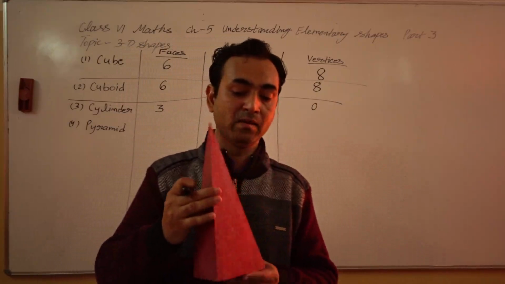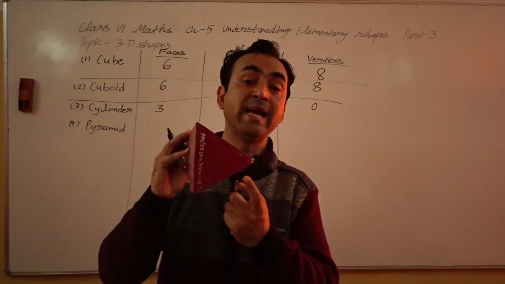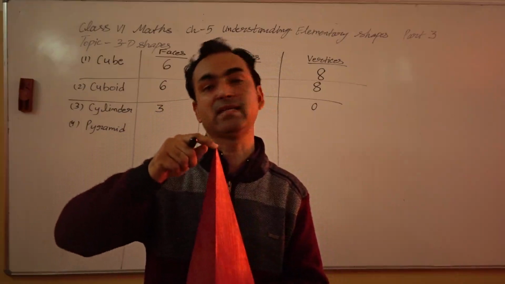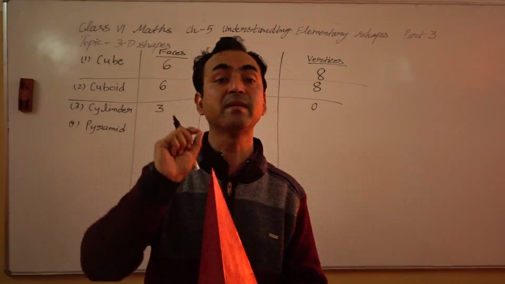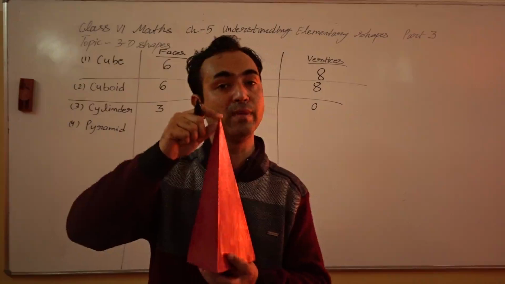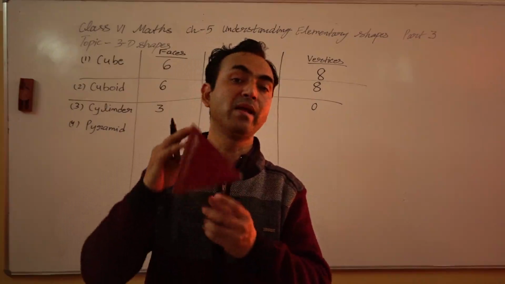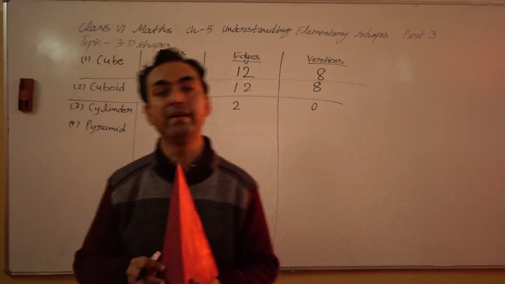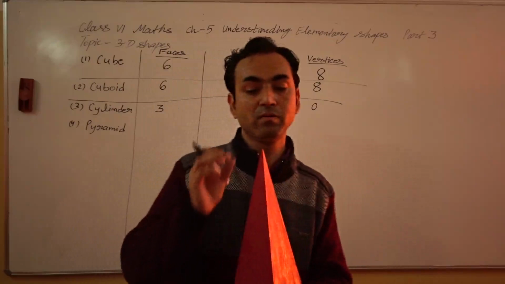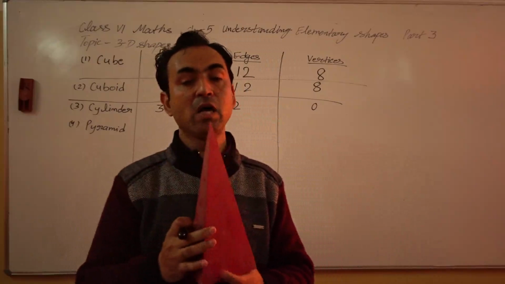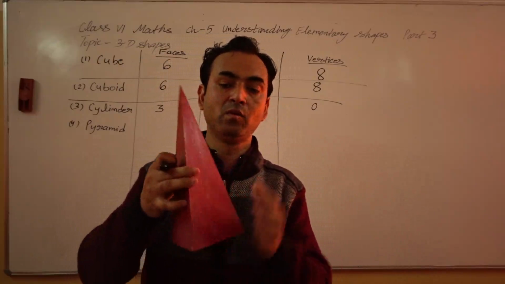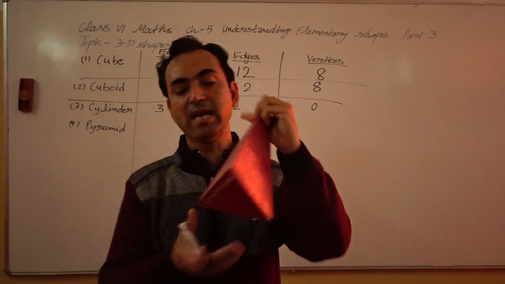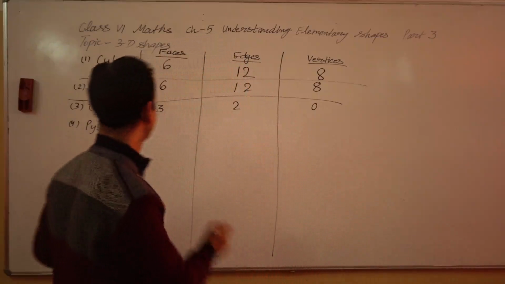So now again you have to remember this. The base is the triangle and the top is a vertex. This is a very important thing you have to remember. Top is a vertex and the base is a triangle. So this is called the pyramid. So now we will count the number of faces. 1, 2 and 3, 3 side faces and 1 bottom face. Total 4 faces.